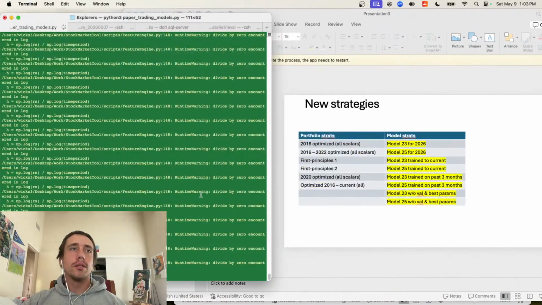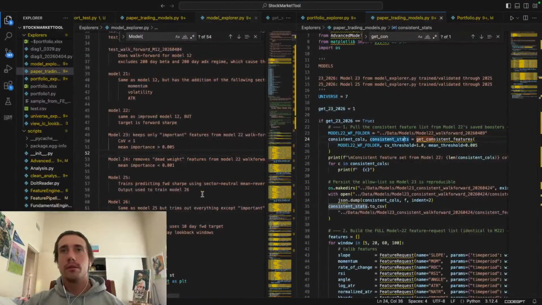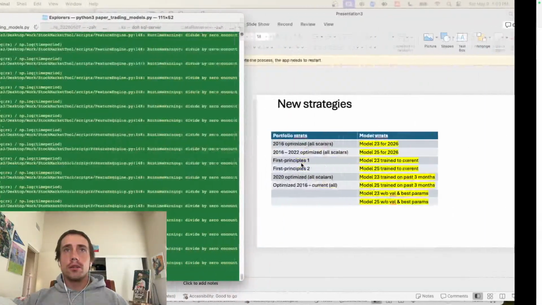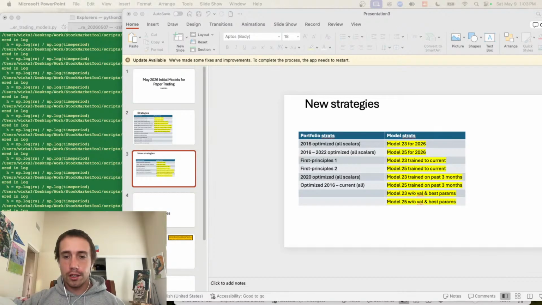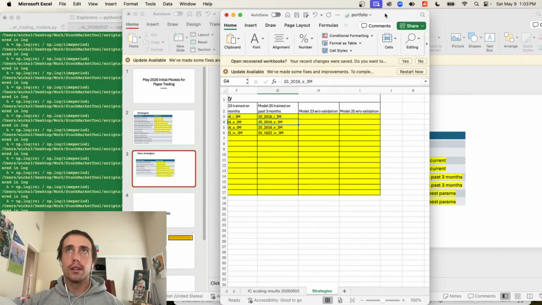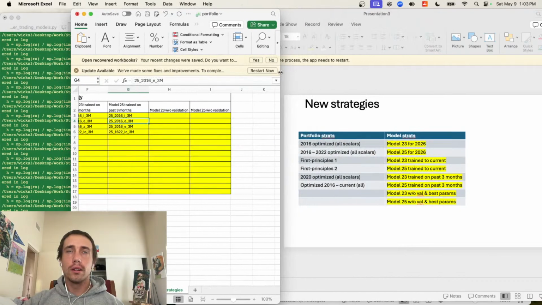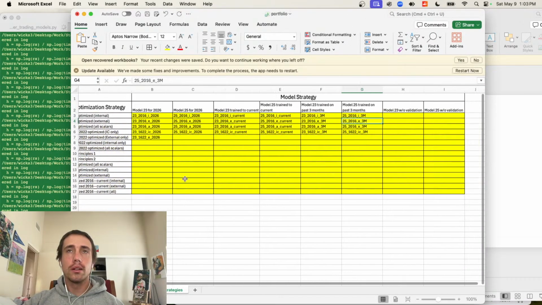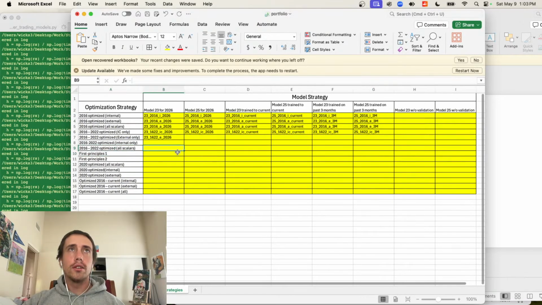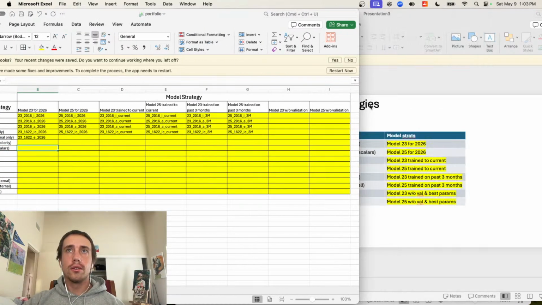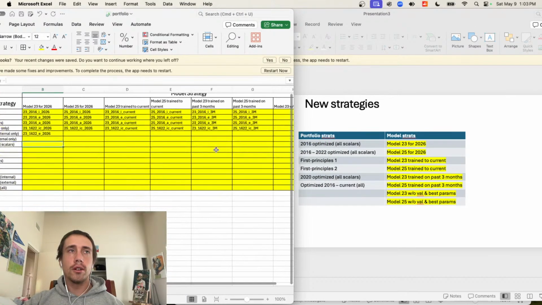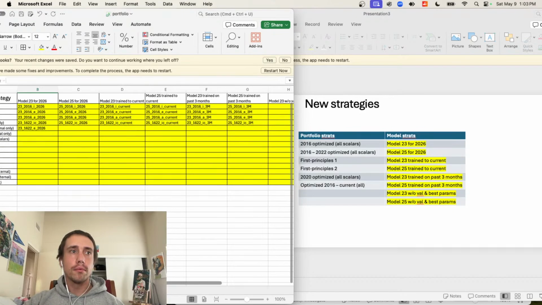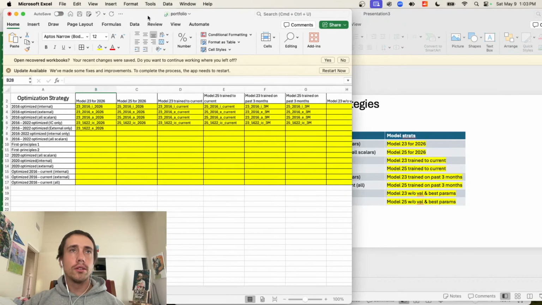All right, so okay, that's running now. Okay, so we're making the first model, and then let's pull up the Excel again. So I'm not using all of these strategies, so let's just make it the same strategy. So same here.